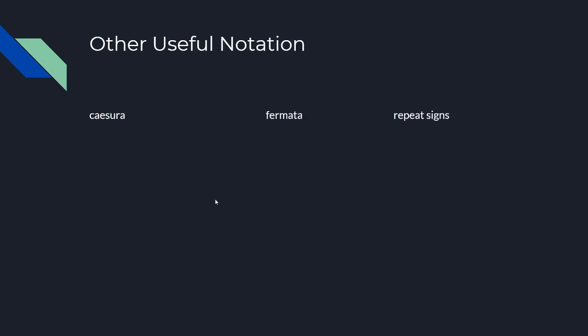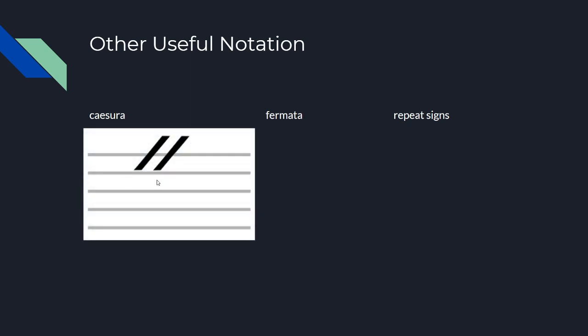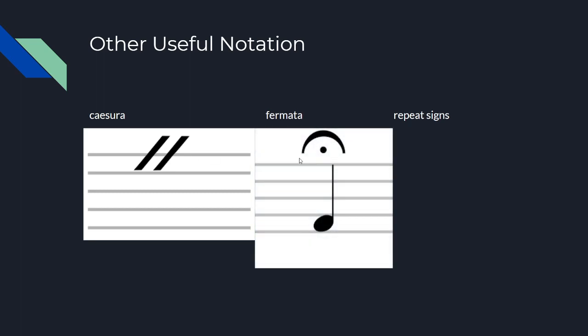Next, let's learn some other useful notation. A caesura looks like 2 vertical lines, or 2 slashes. This denotes a pause in the music. So if there's a caesura, pause in the music. Fermatas look like a half circle with a dot in them. This means that you play the note longer than it actually says. So this is a quarter note, for example, but a fermata means you would hold for longer than a quarter note.